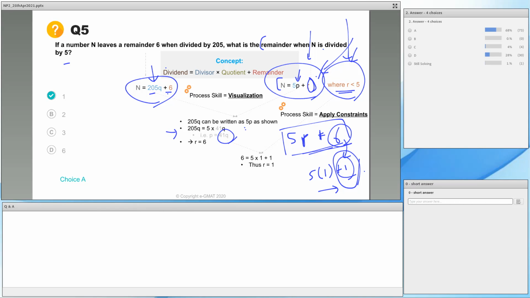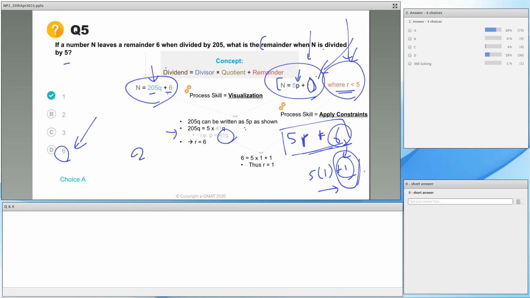But fundamentally, think about it. If you're dividing something by 5, can the final remainder be 6? No, because 6 again can be divided by 5 to arrive at a final remainder. This is not your final destination. It's just an in-between.